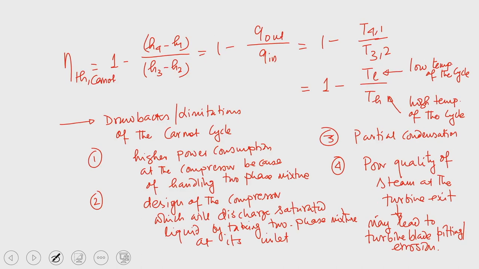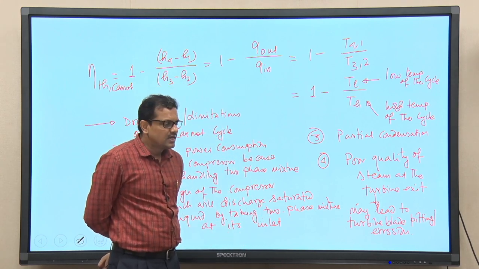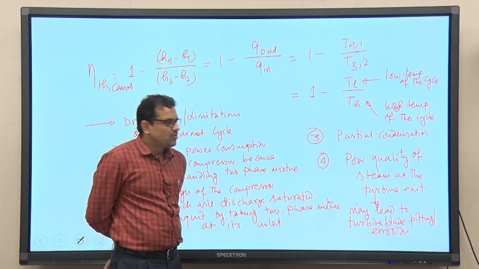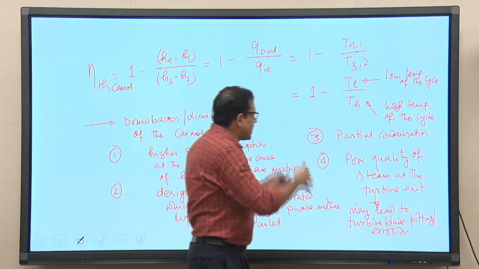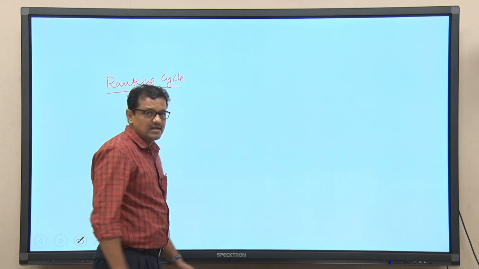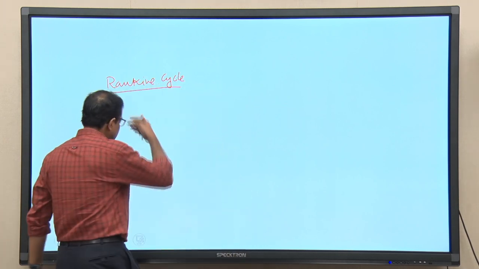All these remedies that we have discussed can be accommodated in an actual cycle. In fact, the Scottish engineer William John McQuorn Rankine considered all these drawbacks and introduced this actual cycle, the Rankine cycle, in which all these drawbacks can be eliminated. So, let us first discuss the Rankine cycle. I'll be discussing the TS diagram.